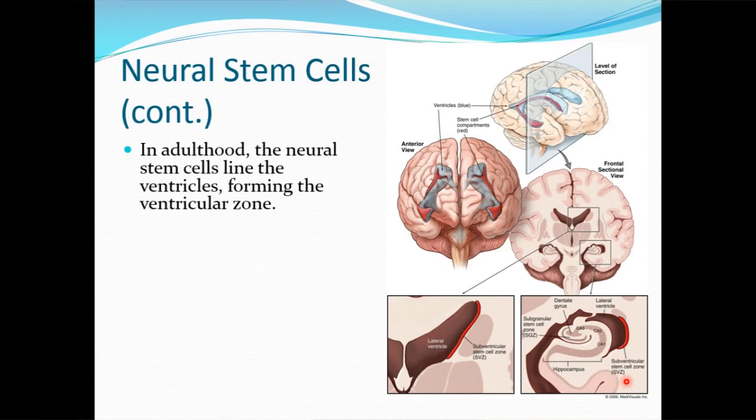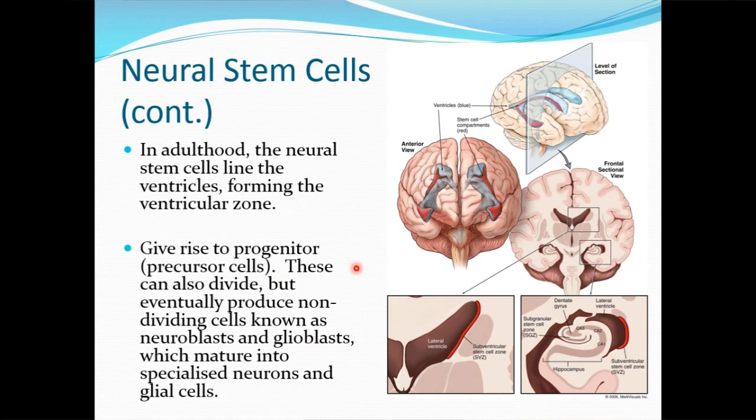Now, these neural stem cells in adulthood, okay, so we know at conception neural stem cells are found in the neural tube, but even in adulthood you find some of these stem cells, and they line the ventricles. Just look here, you remember the brain, you know the ventricles, these empty spaces inside the brain. Now, these neural stem cells line the ventricles and form what we call the ventricular zone. If you look at this coronal slice here and you're looking at the lateral ventricle, here's the subventricular stem cell zone, there by the ventricles. Okay.